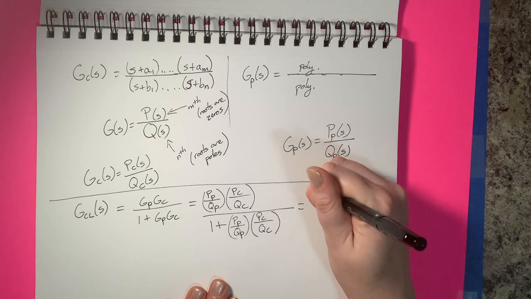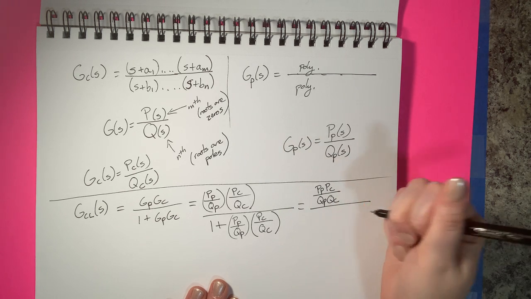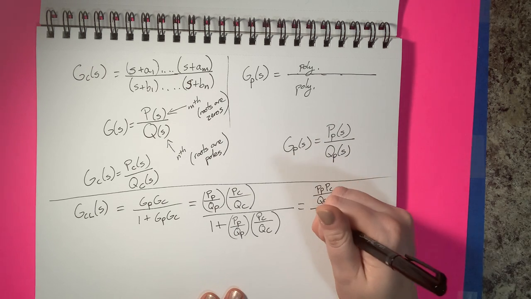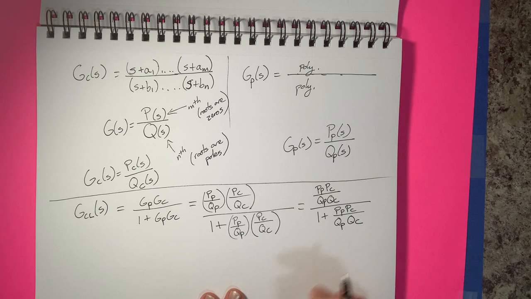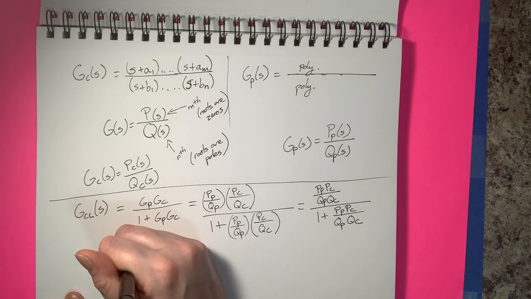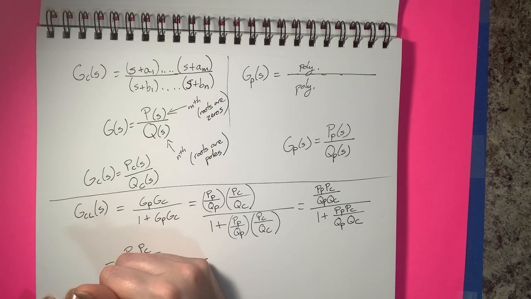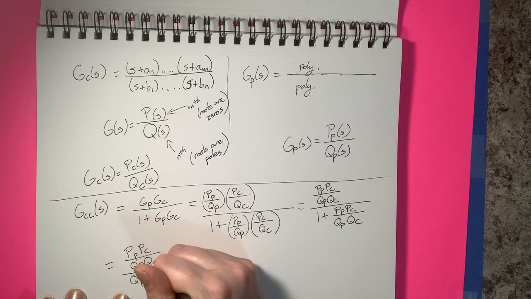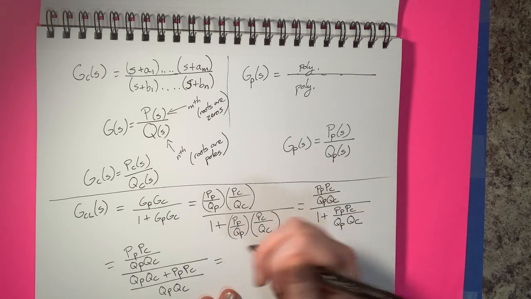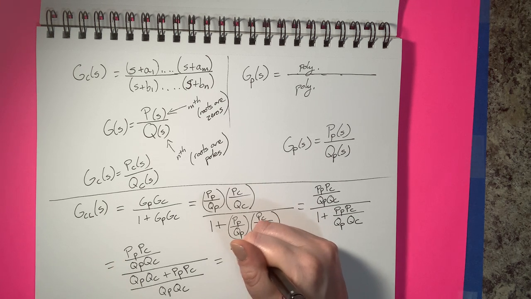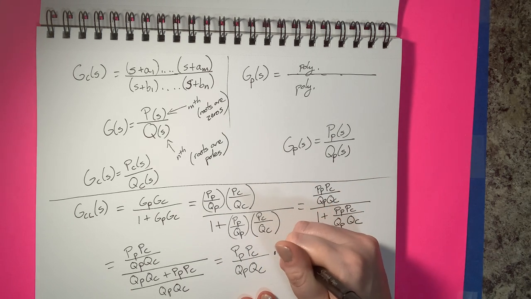PC, I've had some students and some coworkers that laugh every time I say that. I try to avoid it, but it happens sometimes. Okay, and then we've got 1 plus P sub P, P sub C, Q sub P, Q sub C. All right, and let's get a common denominator on the bottom, and then we can use the reciprocal to multiply and take care of that division. Okay, so we've got Q sub P, Q sub C, plus the P sub P, P sub C, over the Q sub P, Q sub C. Okay. Now, that will be same term here on the top. Just copying it forward. And then we are going to use the reciprocal of this bottom portion.